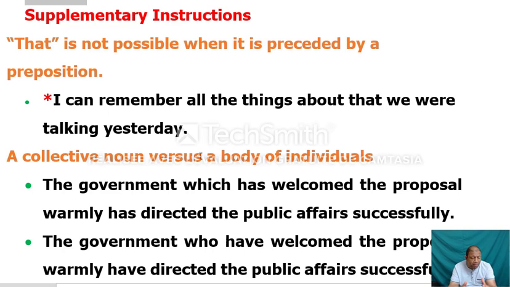Now let's move to supplementary instructions in order to reinforce your knowledge concerning the adjective clauses. That is not possible when it is preceded by a preposition. For example, I can remember all the things about that. No, you should not use this. What you should use: I can remember all the things that we were talking about yesterday. That's why I have put an asterisk, which means grammatically it is not correct.